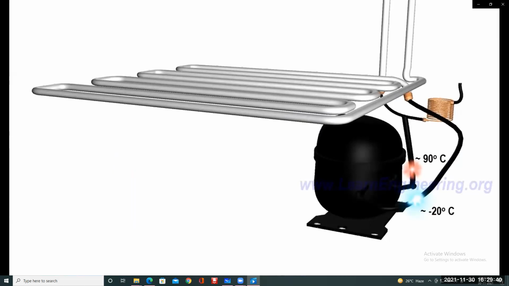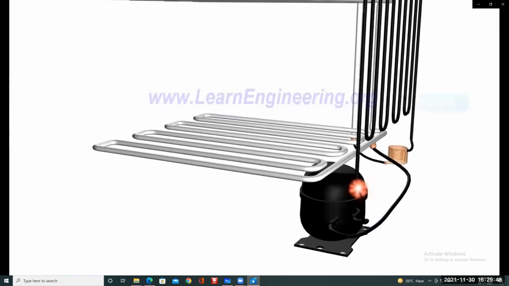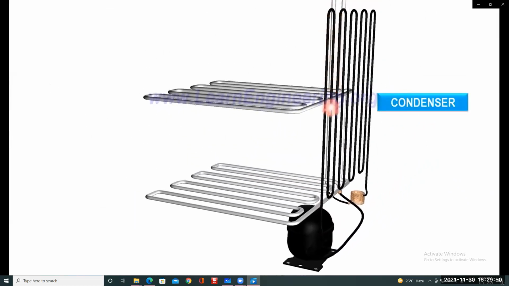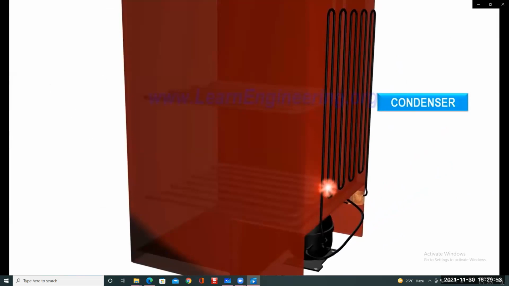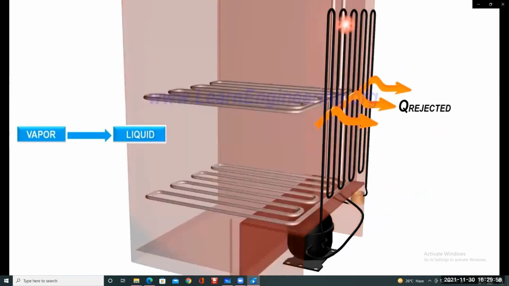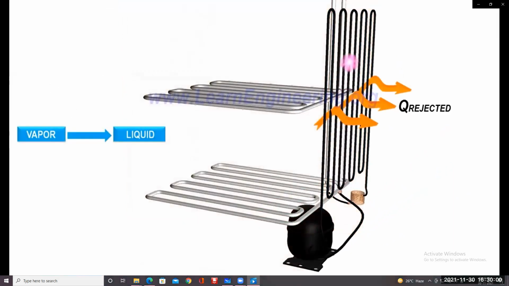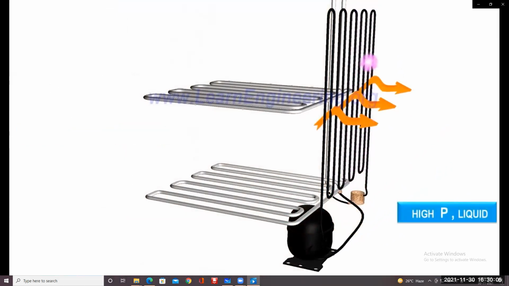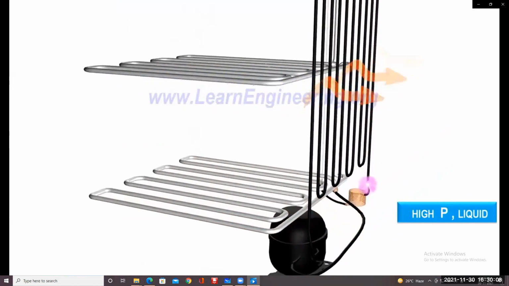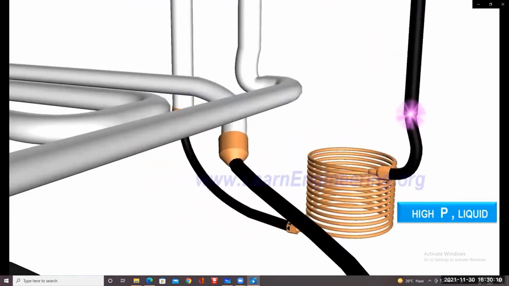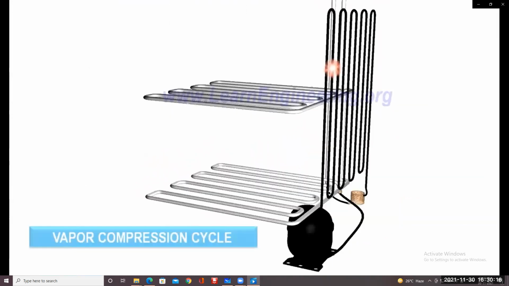Now the refrigerant is high-pressure vapor. To convert it to liquid state, we are introducing another heat exchanger. This heat exchanger is fitted outside refrigerator, so it will liberate heat to the surroundings. Vapor will get condensed to liquid and temperature will come down to normal level. So the refrigerant is back to its initial state again, high-pressure liquid. We can repeat this cycle over and over for continuous refrigeration. This cycle is known as vapor compression cycle.